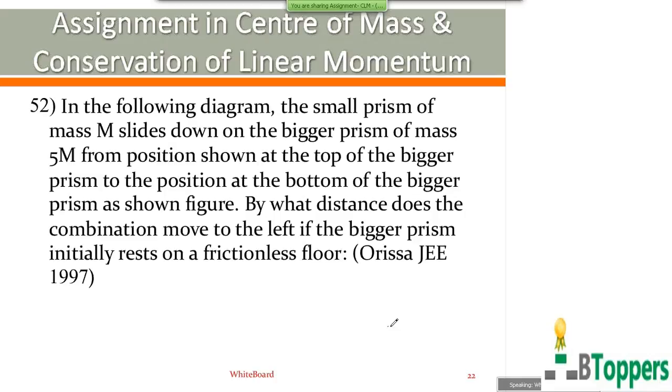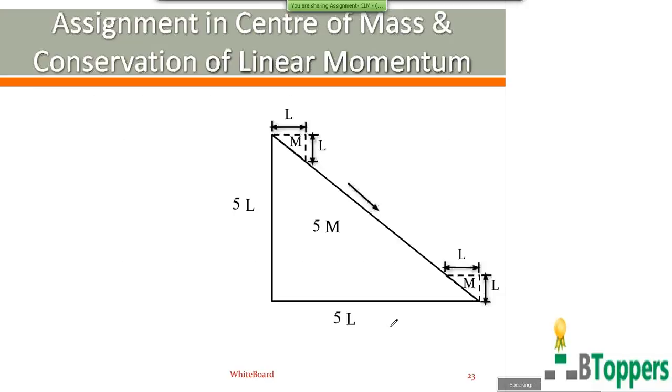Once I read out the question and show you the diagram related to the question. In the following diagram, the small prism of mass capital M slides down on the bigger prism of mass 5m from the position shown at the top of the bigger prism to the position at the bottom of the bigger prism as shown in the figure. By what distance does the combination move to the left if the bigger prism initially rests on a frictionless floor? That means you have to find the distance through which the bigger prism moves to the left side. See the figure here.